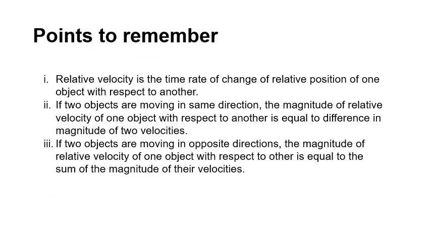Okay, a few small points to remember about relative velocity. What is the first point? The relative velocity is the time rate of change of relative position of one object with respect to another object. Second point, if two objects are moving in the same direction, the magnitude of relative velocity of one object with respect to the other is equal to the difference in magnitude of the two velocities. And if two objects are moving in opposite directions, the magnitude of relative velocity of one object with respect to the other is equal to the sum of the magnitudes of their velocities.